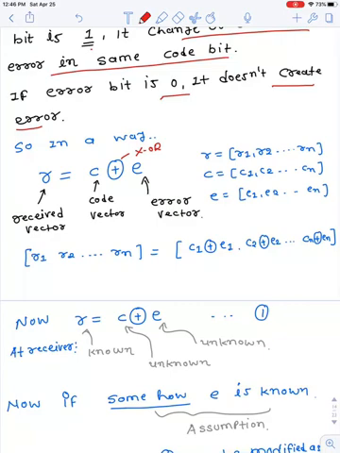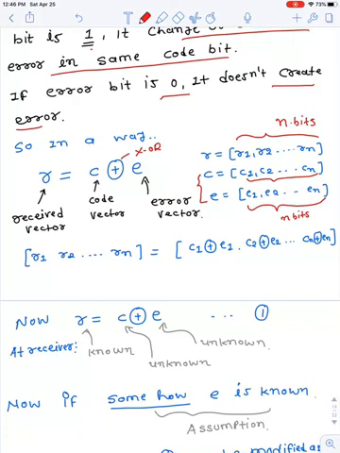And how many bits does the code vector have? There are n bits in the code vector. We are assuming the maximum error possible is up to n bits, so the error vector E has n bits as well. And the receive vector is obtained by the combination of C and E, so the receive vector also has n bits.